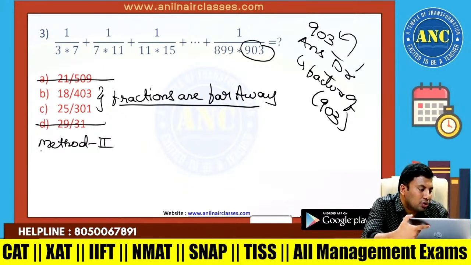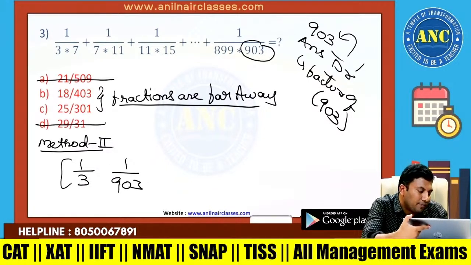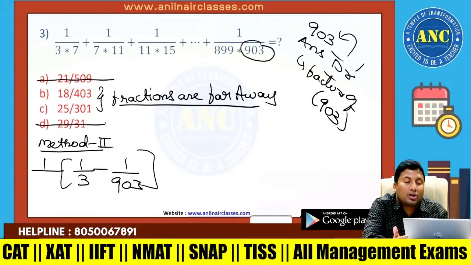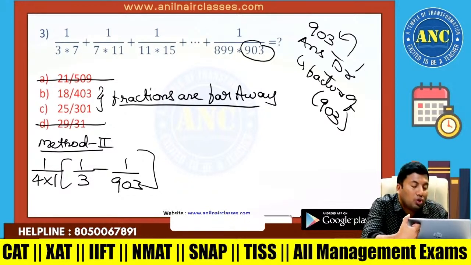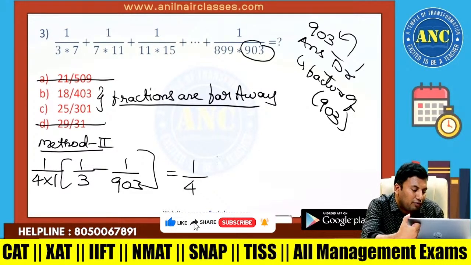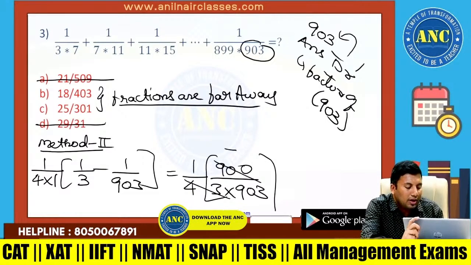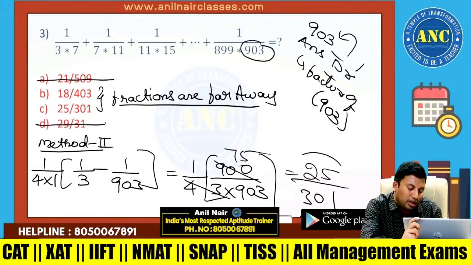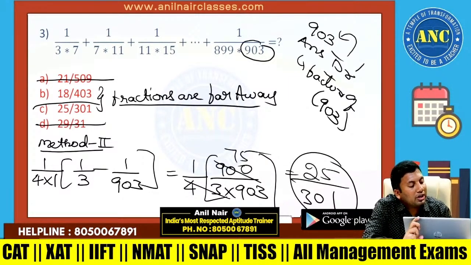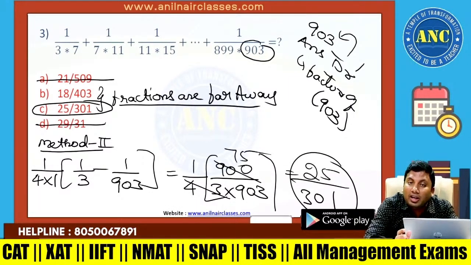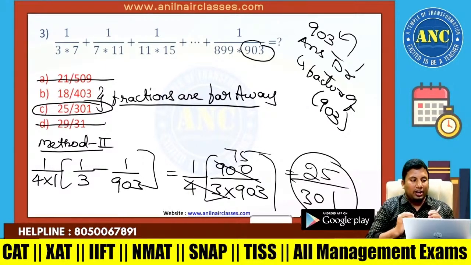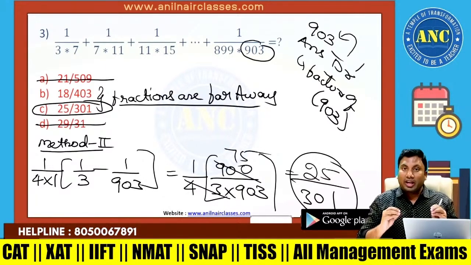What is method 2? Two numerical values are there in each term. Write the first and write the last. 1 by the difference between two consecutive numerical values, 4. Two numerical values will become 1. 1 by 4 into 903 minus 3, that is 900 divided by 3 into 903. 12 into 75 by 903 gives 25 by 301. According to method 2, 25 by 301 is the right answer. Are you all with me? According to method 2, 25 by 301.